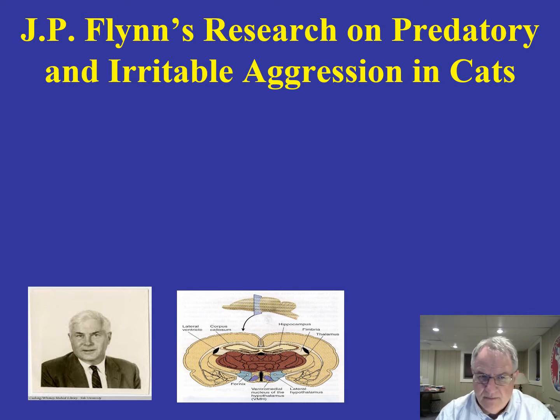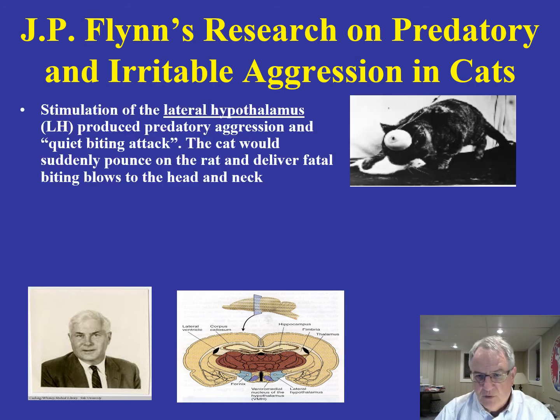Another researcher by the name of John Flynn, Yale University, conducted some fascinating studies with cats, in which he was able to turn on different types of aggressive behavior depending upon where he stimulated them in their brain. For example, this cat received electrical stimulation to the lateral hypothalamus, and Flynn found very intense predatory aggression. That's a rat you see there in the cage of that cat.